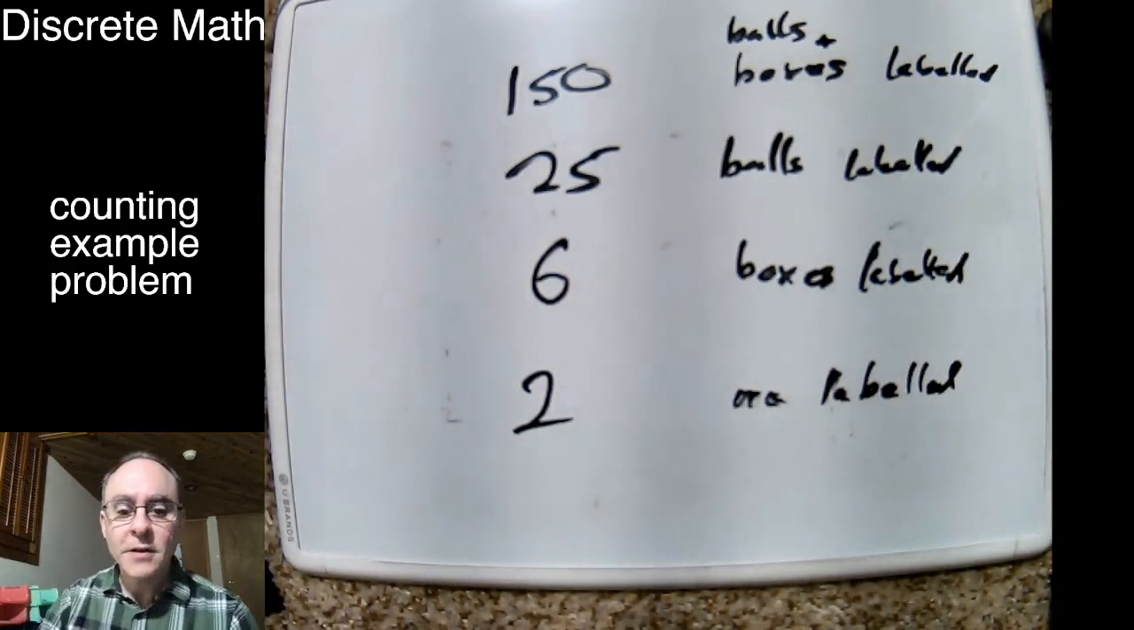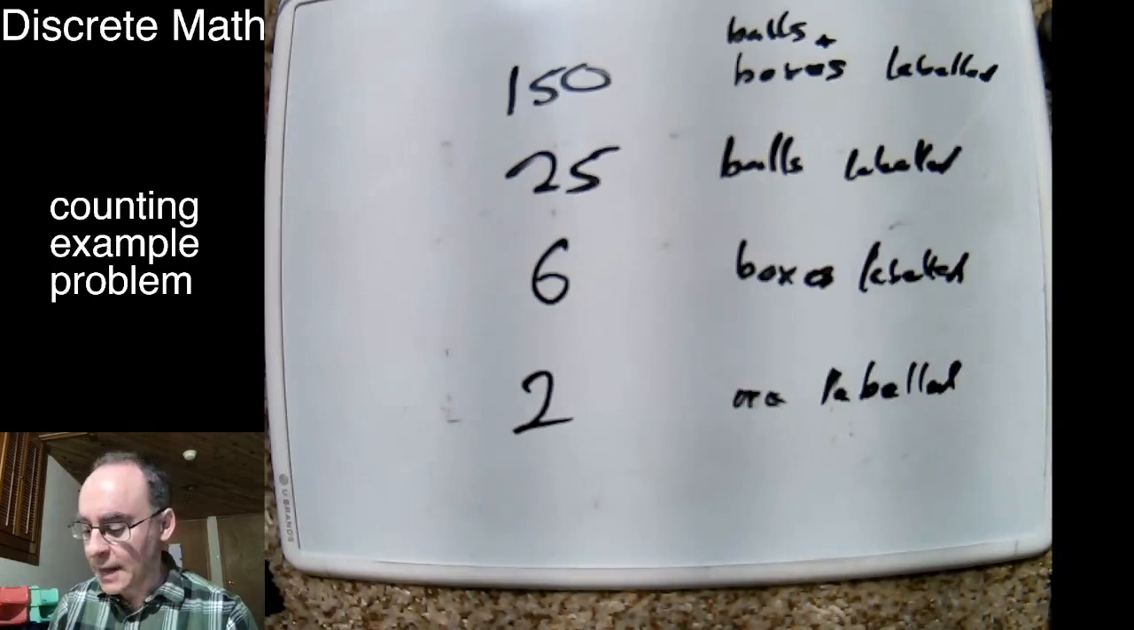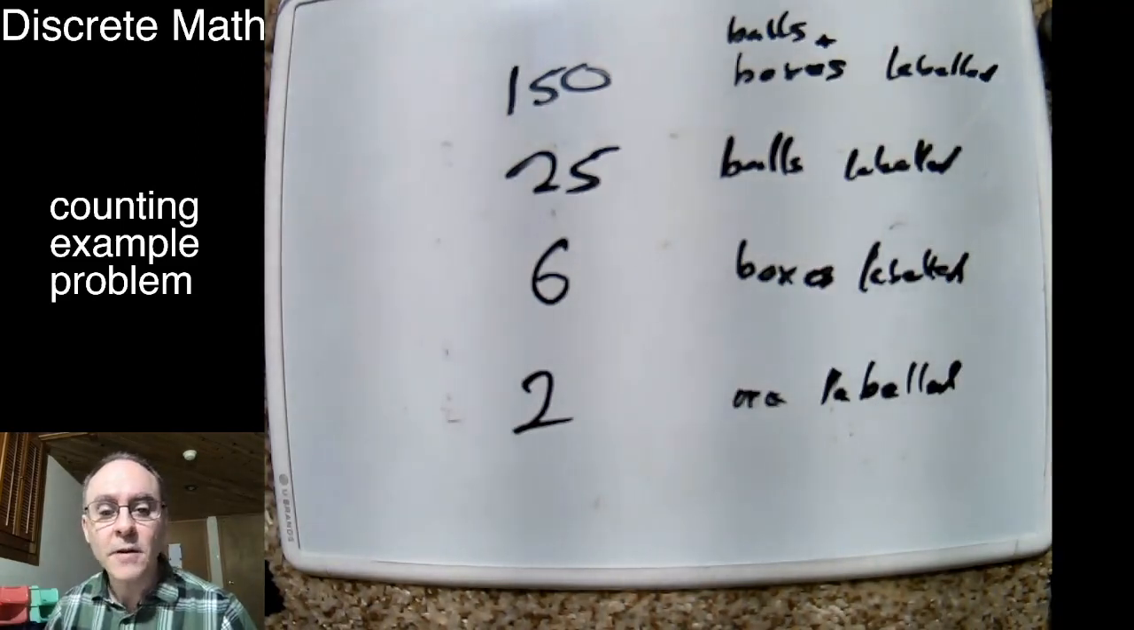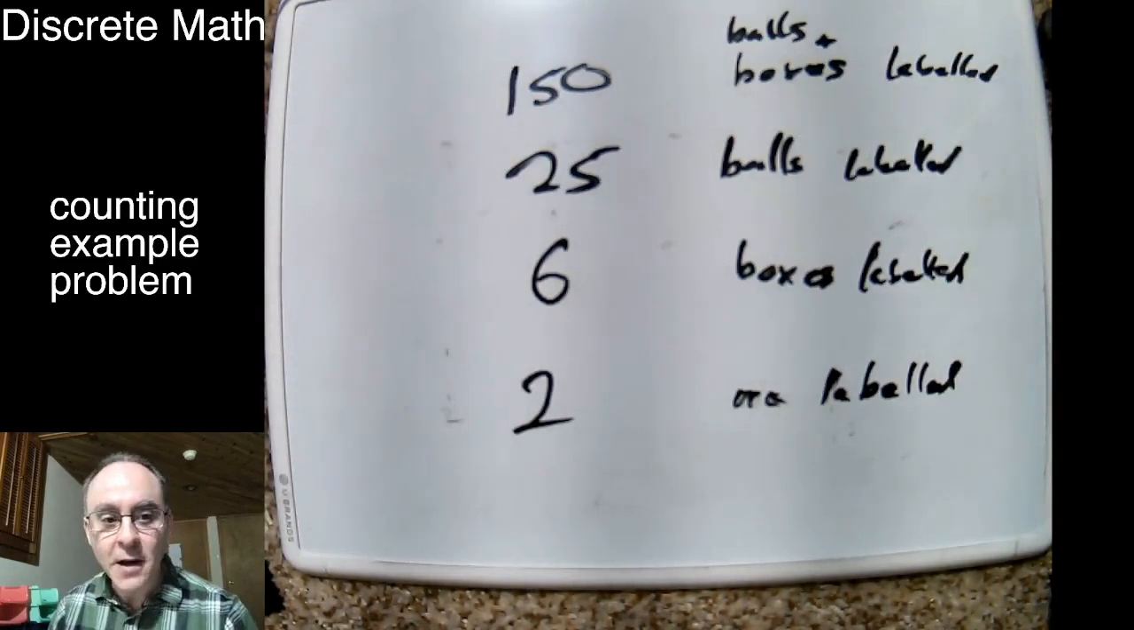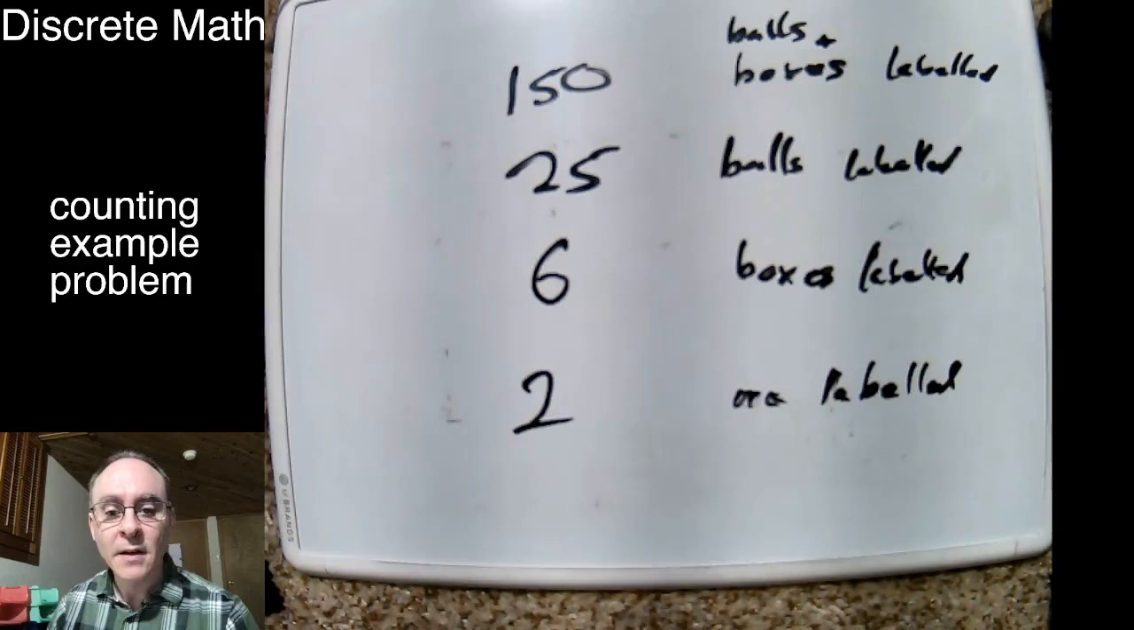All right, so that's an example of how we can use counting, and how it's really important to keep track of whether we're considering objects distinguishable or indistinguishable, because we can see that it changes the answer quite a lot in this case. It's a factor of 75 from the totally unlabeled case to the totally labeled case. And that has a lot of implications in a lot of applications.